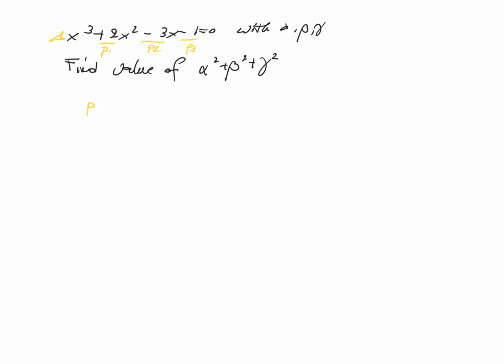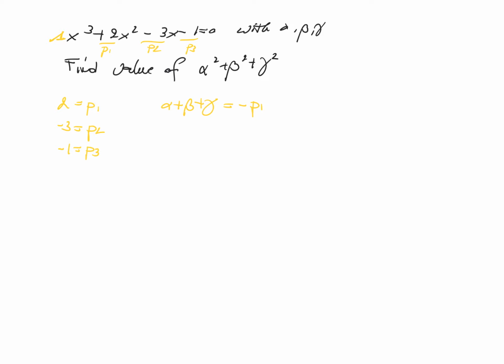So P1 is equal to 2, P2 is equal to -3 and P3 is equal to -1. Then, according to the property, we know that the sum of the roots, alpha plus beta plus gamma, is equal to -P1.